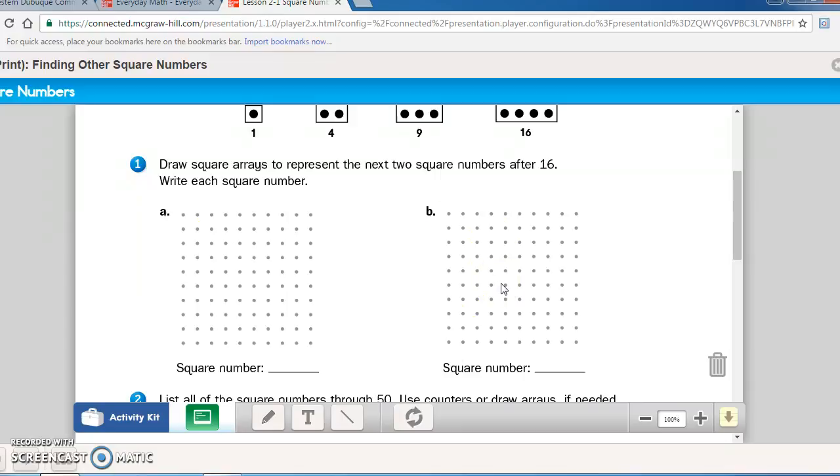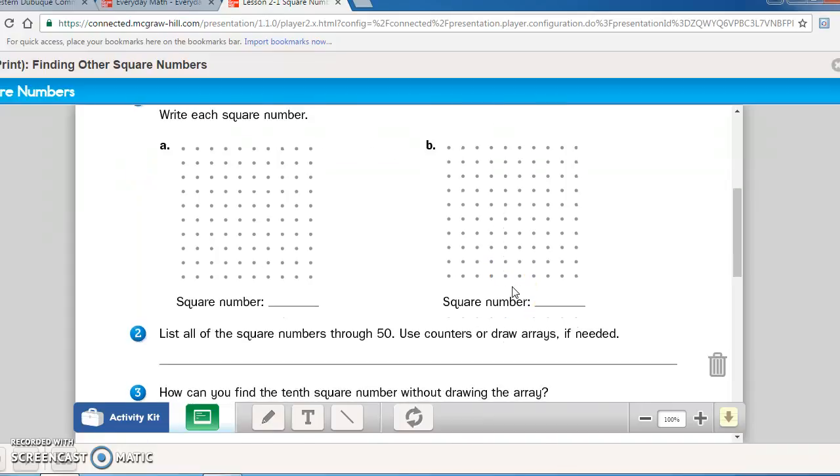This is an assessment check for problems 1 and 2. So as soon as you think you have them done, please stop the tape, raise your hand, and I will come around and check to see if you have it correct. So remember again, you're going to draw square arrays to represent the next two square numbers after 16. The first square number after the 4 by 4 16 will be represented in A, and the one after that will be represented in B. Stop the tape now, do those two problems, and raise your hand when you're done.